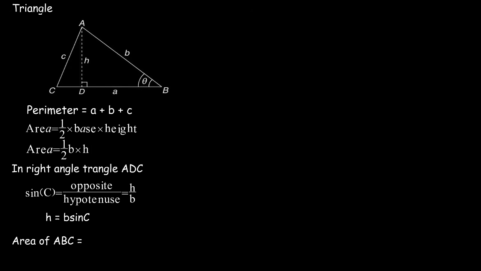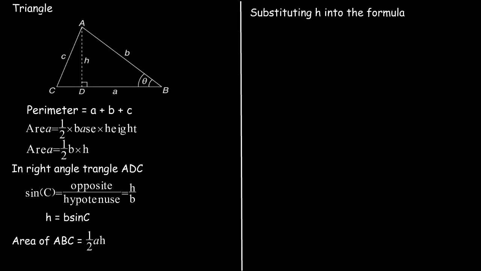And the area of ABC is equal to half a times h, as we have deduced earlier. Now substituting h into the formula, our area becomes half times a times b sin C. When multiplied, area is equal to half ab sin C. Now this formula is used when we are given two sides and the angle opposite the third side of the triangle. So when we are given two sides and one angle, we use this formula instead. But when we are given the base and the height, we use our first formula, half base times height.